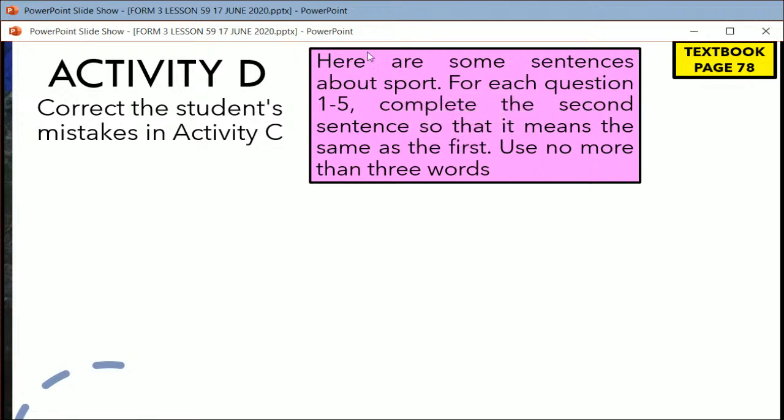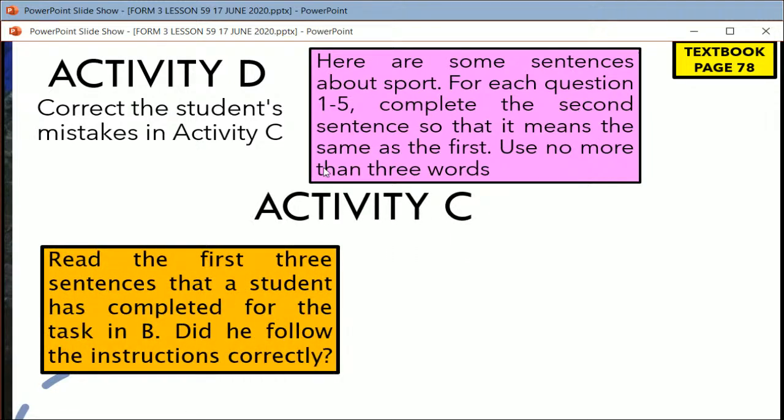Remember, this is the same instruction as in activity B. Here are some sentences about sport. For each question 1 to 5, complete the second sentence so that it means the same as the first. Use no more than 3 words. So in activity C, they have only 3 sentences. Read the first 3 sentences that a student has completed for the task in B. This is the task in B.